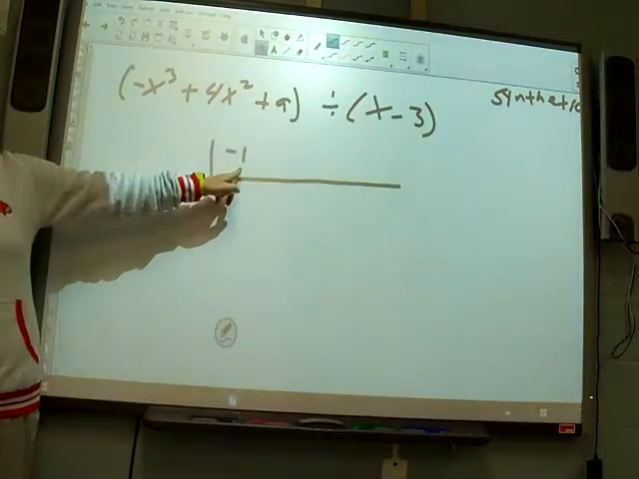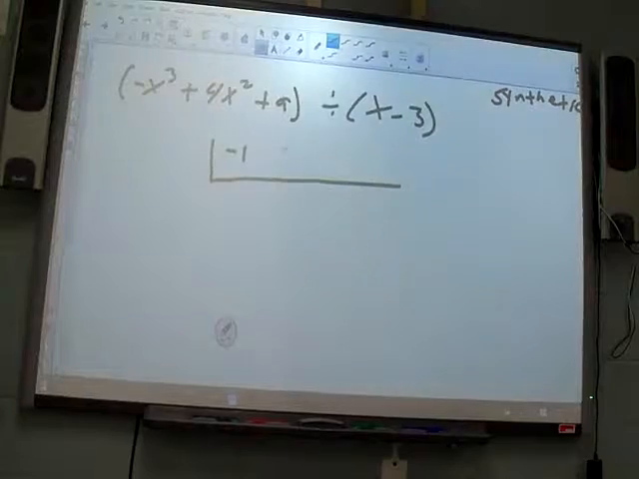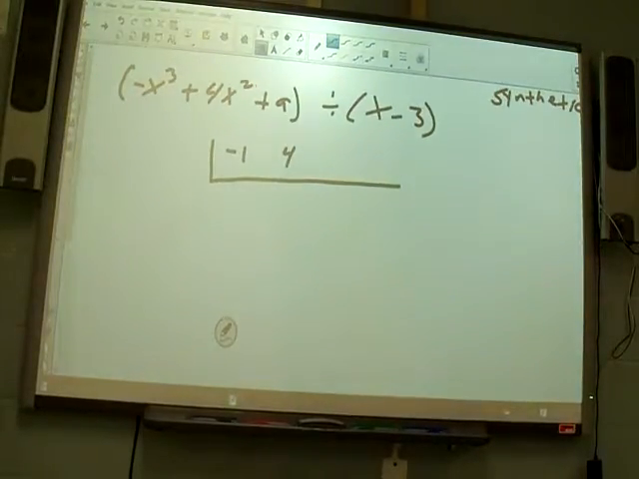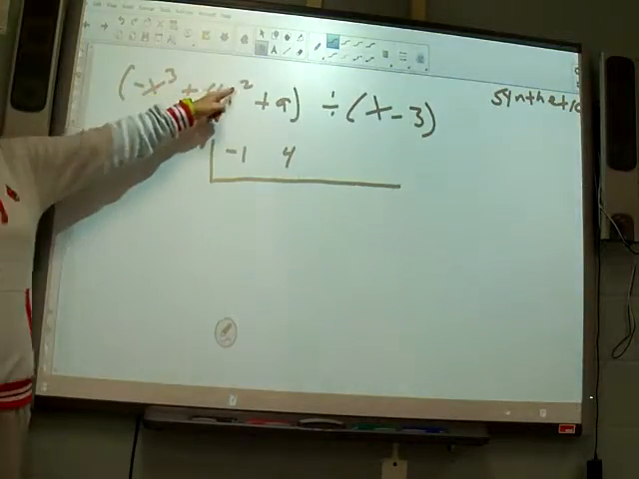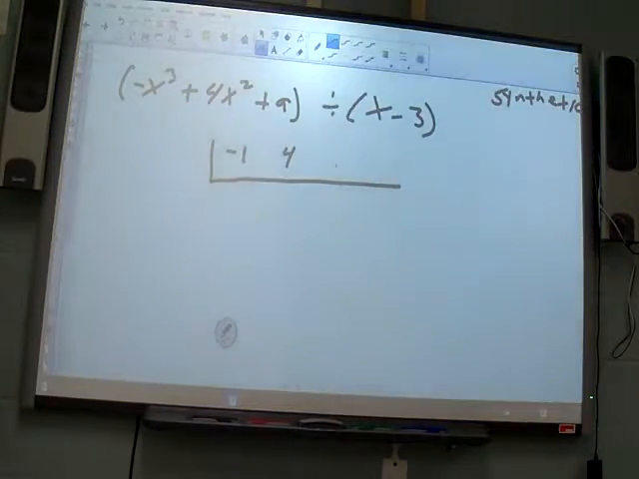Then you have 4. Then x squared, I've got 4. Leave a little space. What about x to the first? How many x to the firsts do I have? 2? 3? 2? Zero. Good. I don't have an x up there, so I've got a 0 for it. And then my constant is 9.